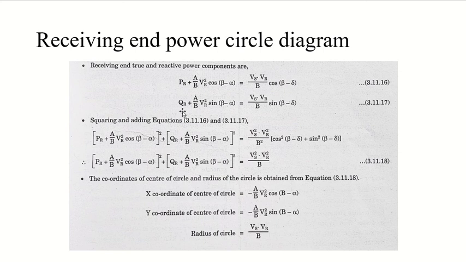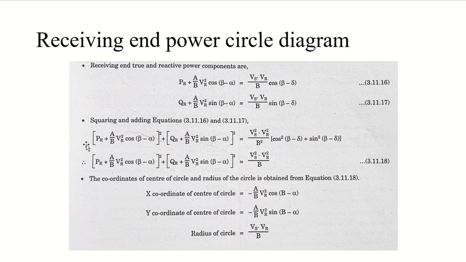Then we have the formula for QR or reactive power. It will be QR plus A divided by B VR square sine beta minus alpha equal to VS VR divided by B sine beta minus delta. Now what we will do, we will take both of these terms, we will square them, and we will get something like this.